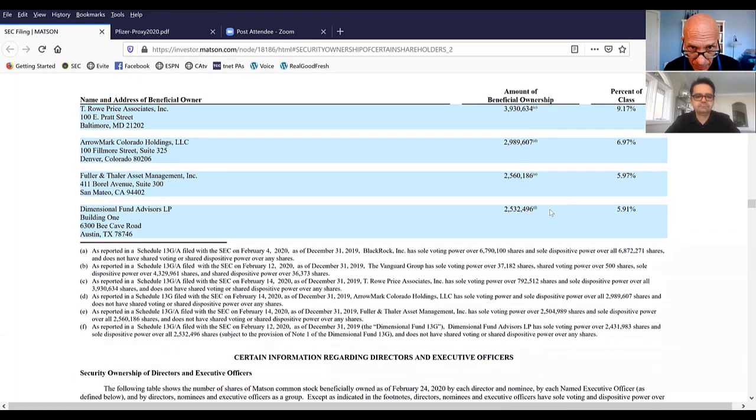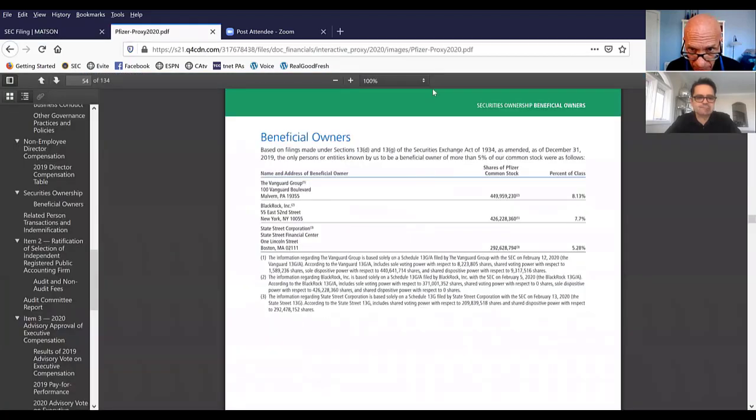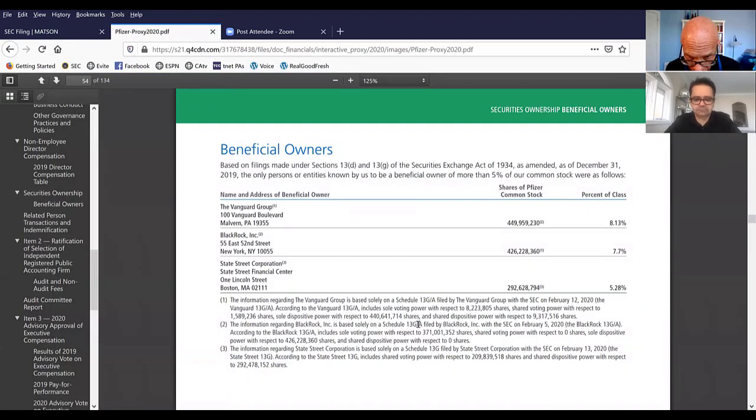And then, if you don't mind, let's talk about the footnotes for a minute. What should these look like? This has a fair number of footnotes. And you can tell here, each one breaks out the different types of voting and investment, I guess, dispositive power that these holders have. Let's look at another example here. This is Pfizer. So in these footnotes, what do you like to put?